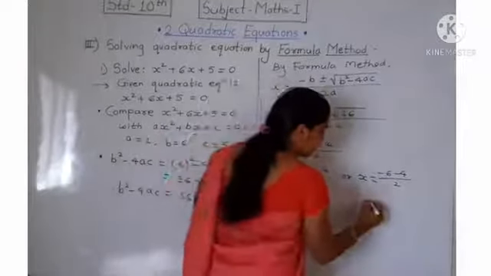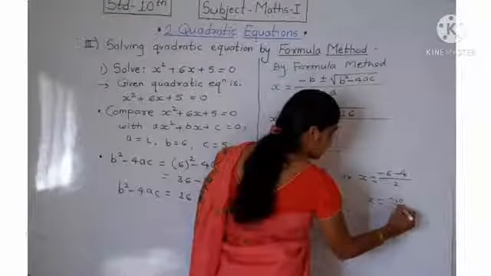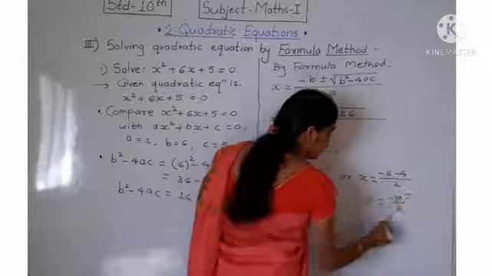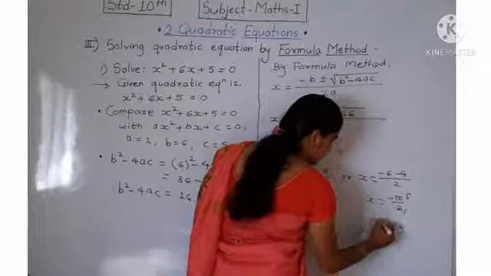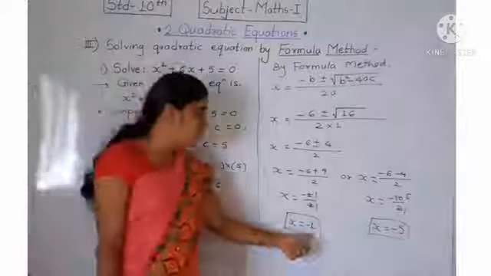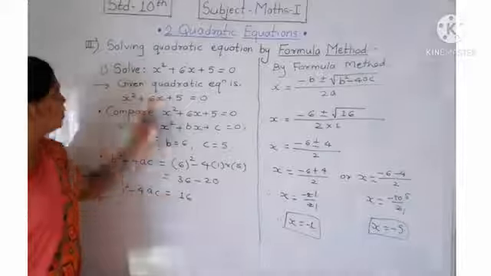And here x is equal to (-6 - 4) / 2 = -10 / 2. 2 5s are 10. Therefore, x is equal to -5. Therefore, the solution of this equation is x = -1 or x = -5.